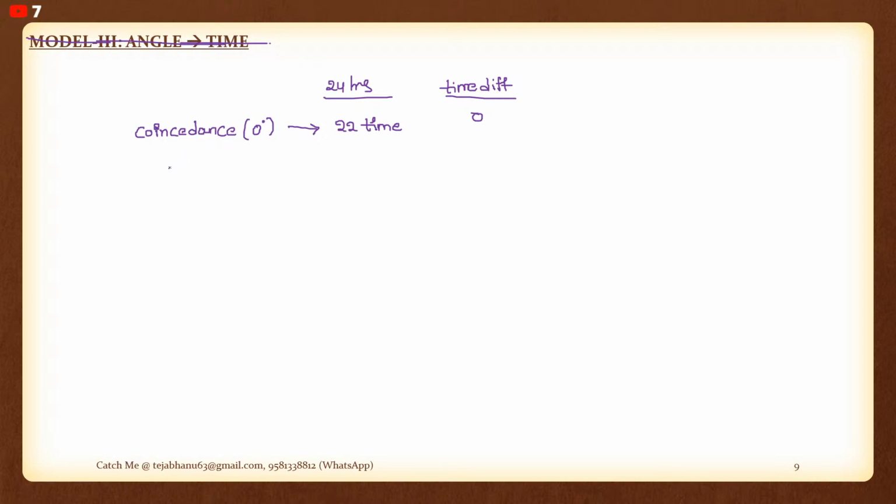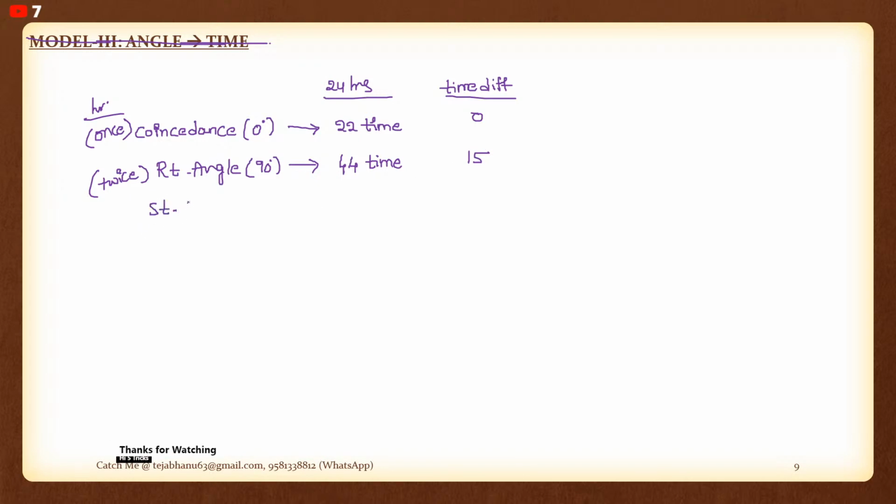Next one. If you take a right angle, that is 90 degrees. Coincidence happens once in every hour. A right angle happens twice in every hour. In 24 hours, they are at a right angle 44 times. The time difference is 15 minutes.